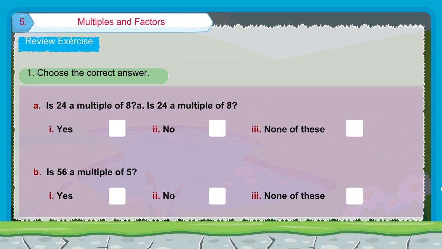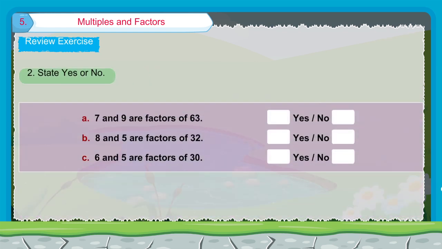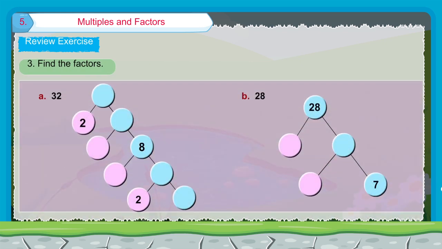Review exercise. 1. Choose the correct answer. 2. State yes or no. 3. Find the factors.